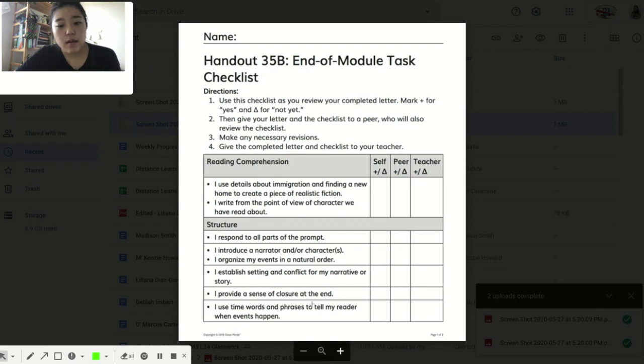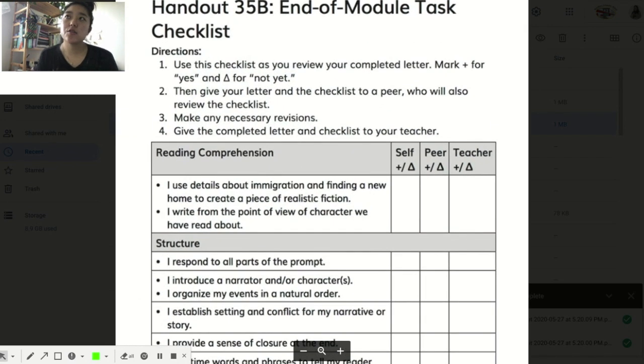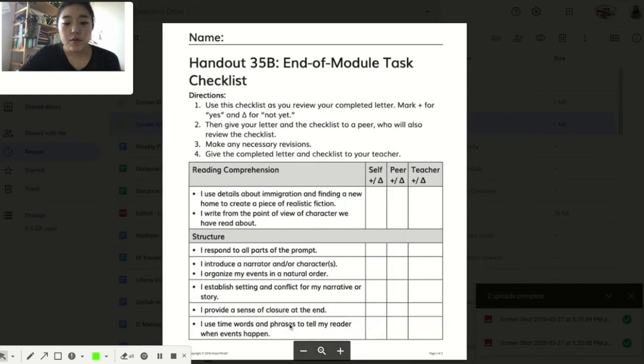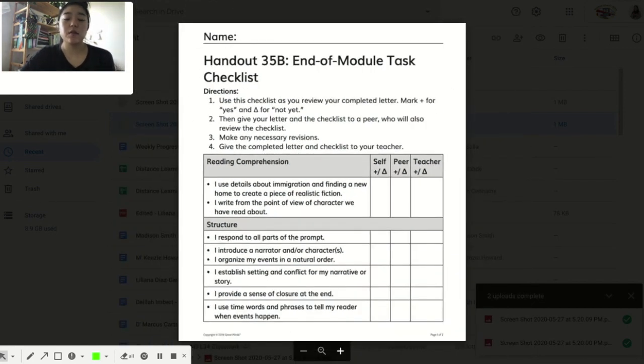Okay. Then providing a sense of closure, again, making sure that whatever the character wants or the conflict is resolved at the end of your narrative writing piece. Using time words and phrases to tell your reader when events happen. That is going back into that anchor chart, as well as using, we also call them sequence words, right? So making sure you're using that when you're describing the different events that are taking place in your narrative writing piece. All right, that's the first part.